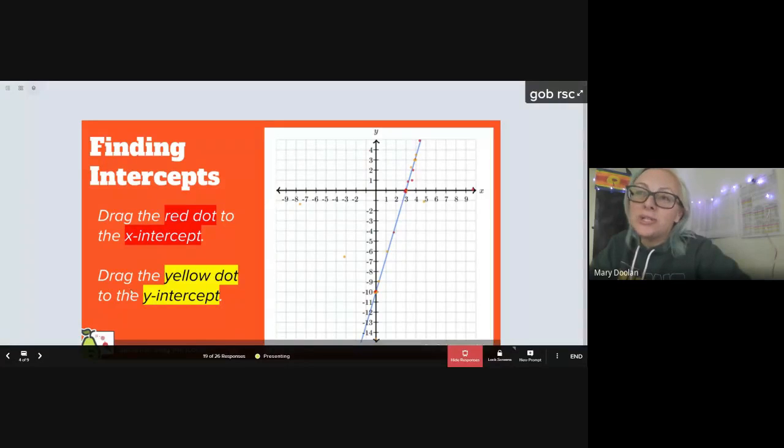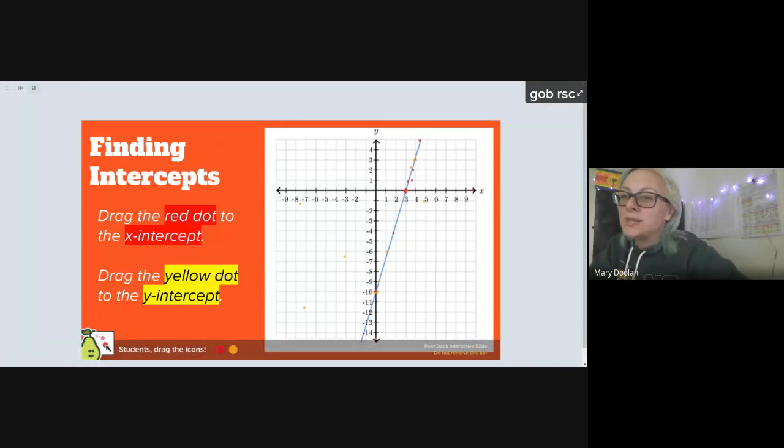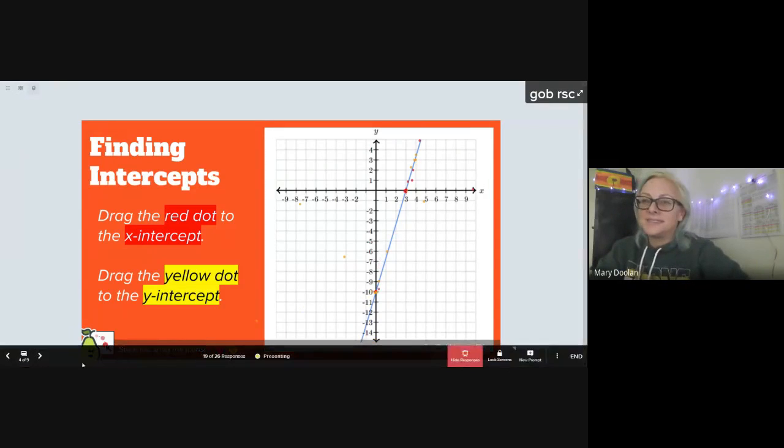And then the yellow dot to the y-intercept is right here. Okay, the y-intercept is where it crosses the y-axis. So that's 0, 10. Yellow dot here, red dot there. X-intercept is on the x-axis, y-intercept is on the y-axis.